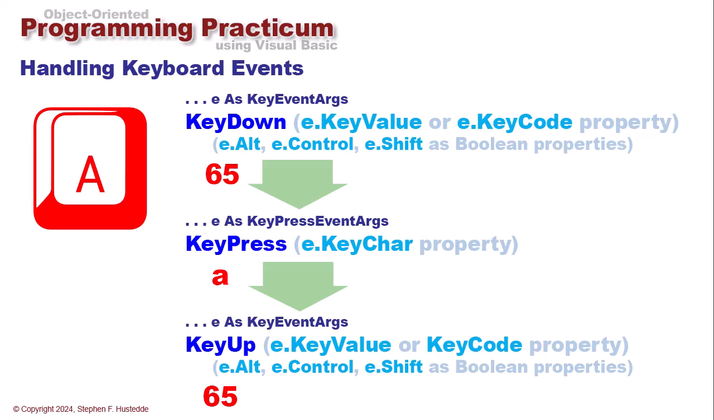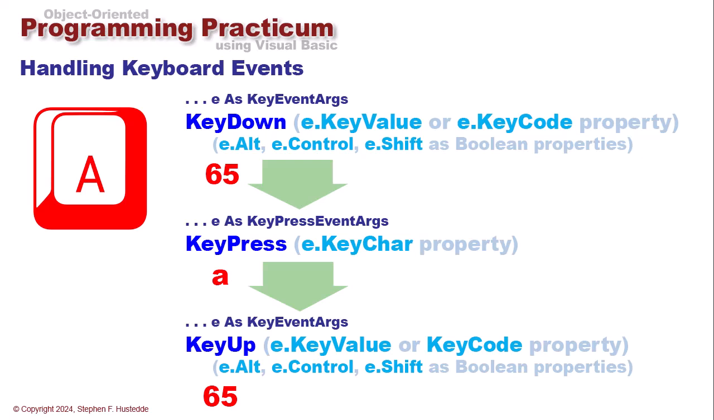And then there's the KeyUp event, where the key has come back up, and now we have again E as KeyEventArgs with e.KeyValue or e.KeyCode, Alt, Control, and Shift Boolean properties as well, and we get the same value in this case as we do in the key down of a 65.